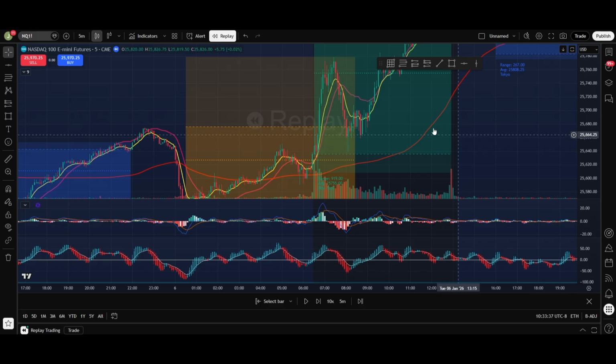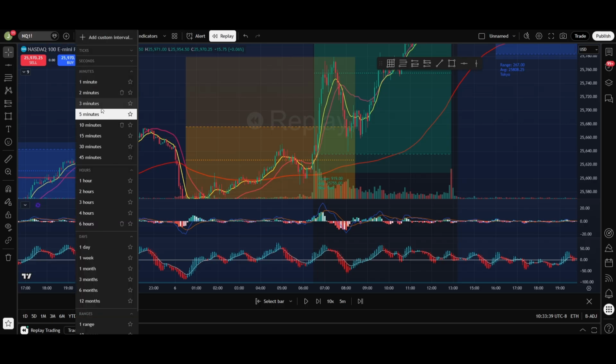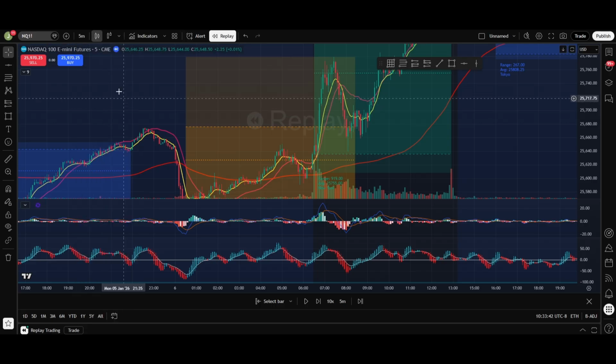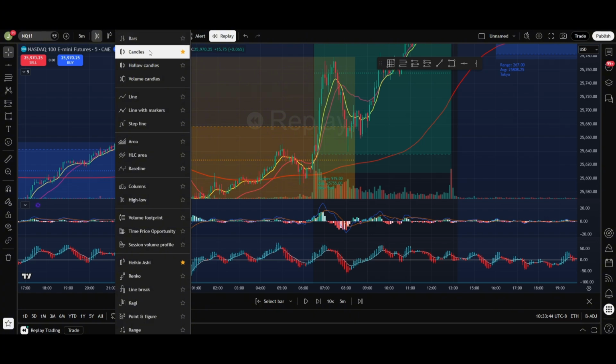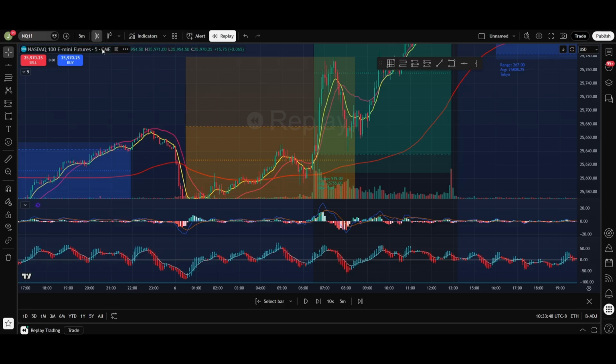You're going to find yourself on the 5-minute chart. So make sure you are on 5-minute. Make sure you're on normal candlesticks. So here's candle. I do have Heikin-Ashi highlighted as well, but for the purpose of the video, we're using the regular 5-minute candlesticks.